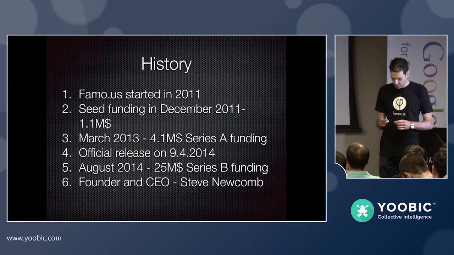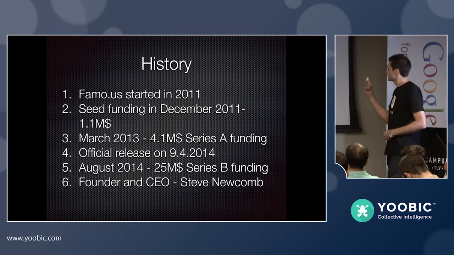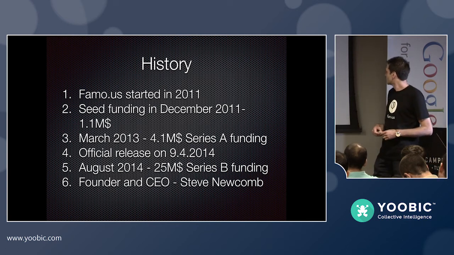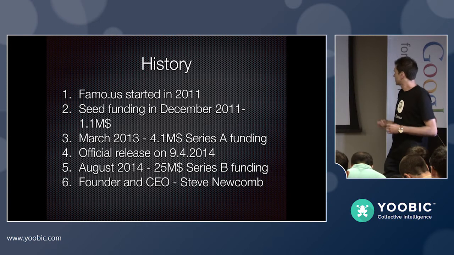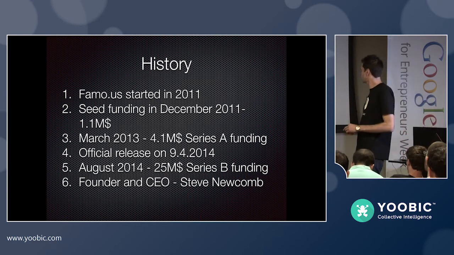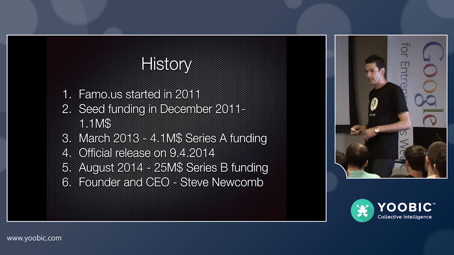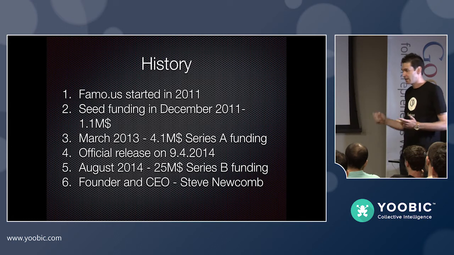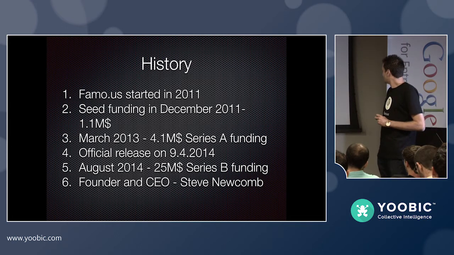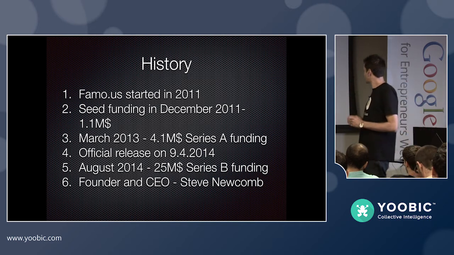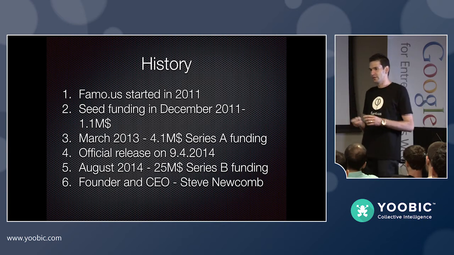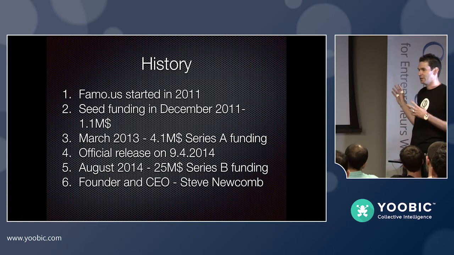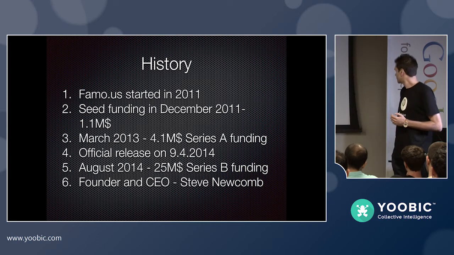And a little about history, how Famous started. It started as a private project in 2011, and they had some seed funding of 1 million. After that, they had another funding of 4 million, and their official release was on 9th of April. It means they are half a year old, officially. And 2 months before, they had huge funding of 25 million. If you think of an open source organization getting this amount of money, it's really huge. The founder is Steve Newcomb.